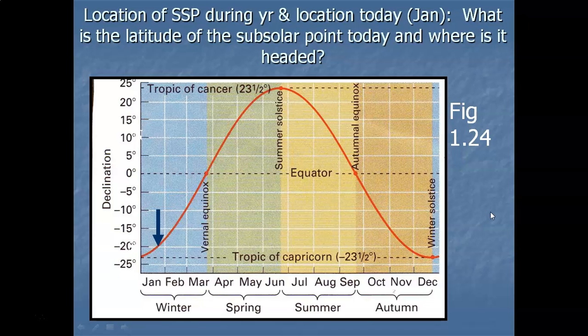What I want to do is take a look at a very interesting graph that plots the migration of the subsolar point during the year. And in this graph, since we're plotting the migration of the subsolar point, we've got a graph showing the tropics. And so here we've got the equator, and here we've got 5-degree increments of latitude, and then here's the Tropic of Cancer, 23.5 degrees north.